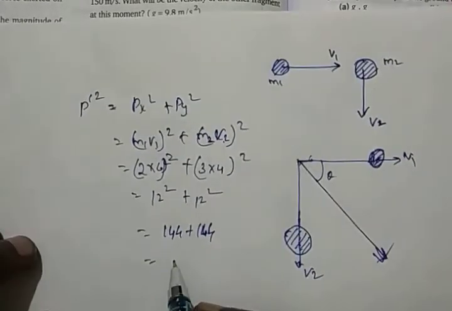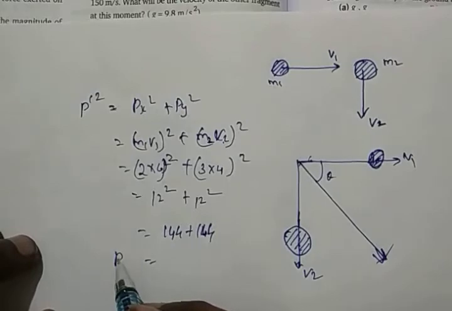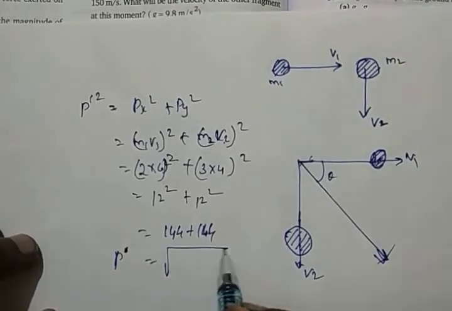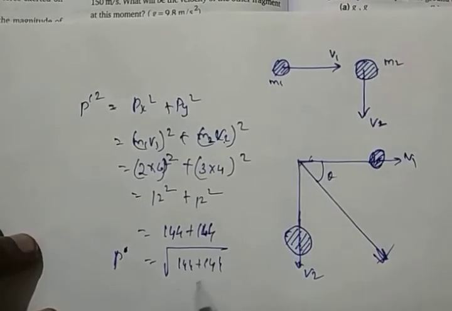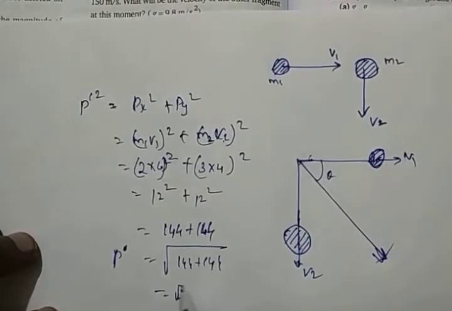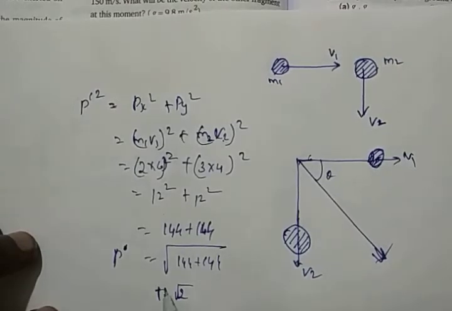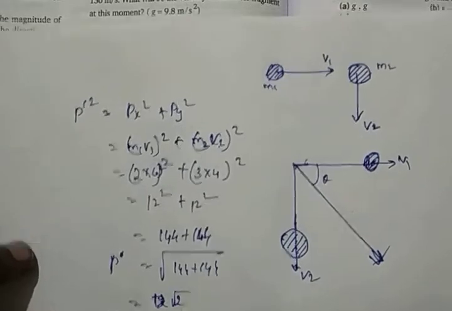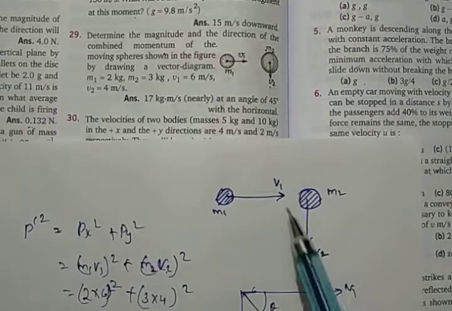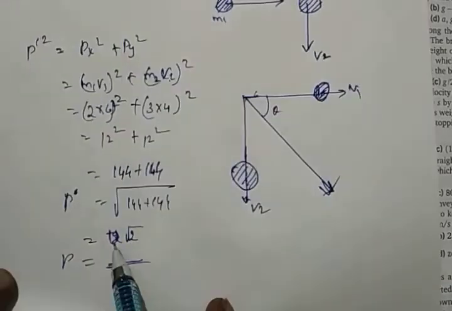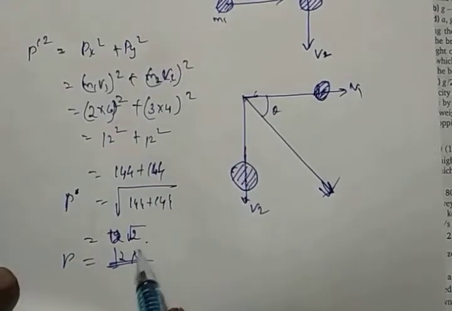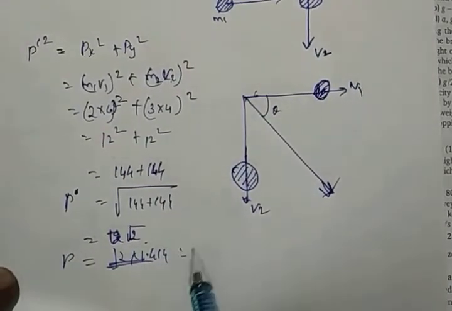So P is equal to, at the end of the time, what is P going to be equal to? Under root of 144 plus 144. So it's going to be under root 2 times 12, that is 12 into under root 2. So you'll get the momentum here. It is 17 kg meter per second. If you multiply 12 into 1.414, you will get 17.